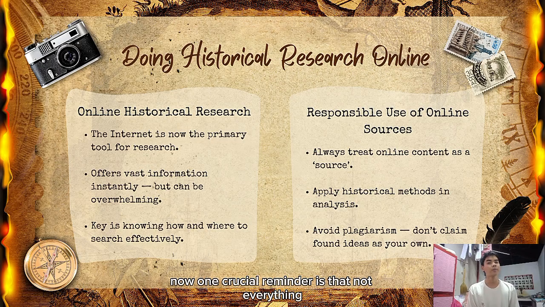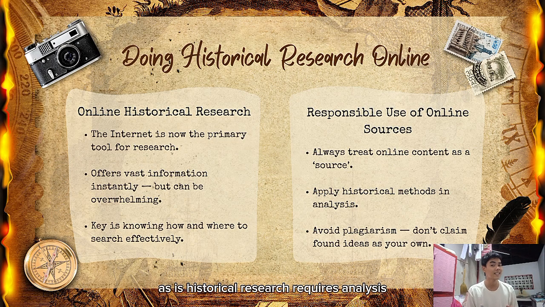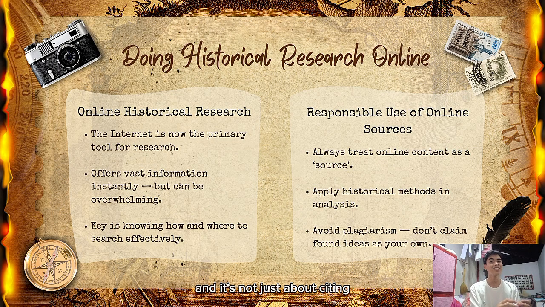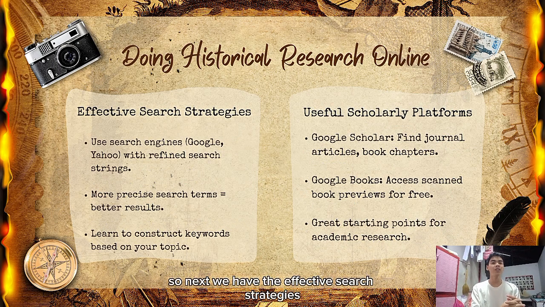Next, we have responsible use of online sources. One crucial reminder is that not everything online is automatically usable as is. Historical research requires analysis and proper sourcing, just like with printed materials. Always credit your sources to avoid plagiarism. It's not just about citing, it's about maintaining academic integrity and critical thinking.